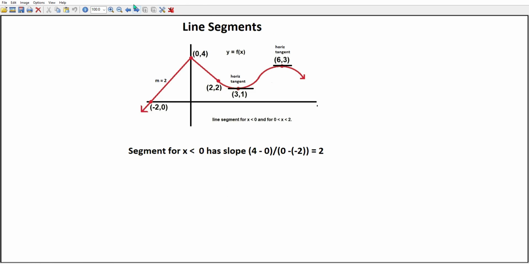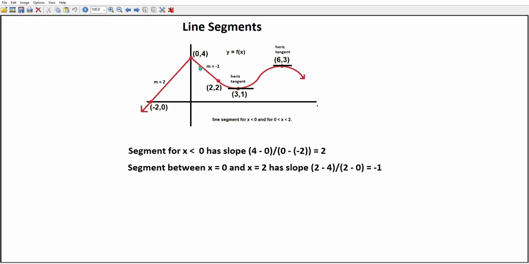Now, we look at the line segments, and we can see the segment for x less than 0 passes through (-2, 0) and (0, 4). So the slope is (4 minus 0) over (0 minus -2), or 2.